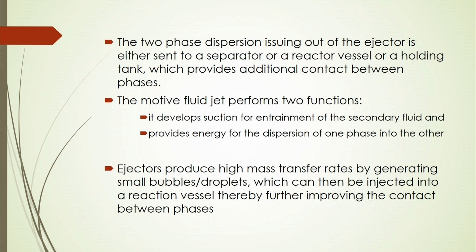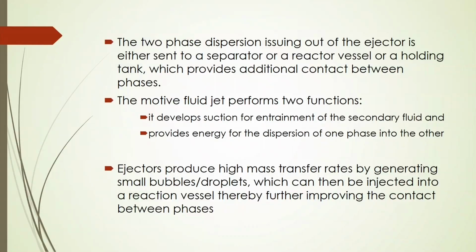And then you will also see that the two-phase dispersion issuing out of the ejector is either sent to the separator, or a reactor vessel, or a holding tank, which provides additional contact between the phases. So, that is why the processes based on the ejector system are more important or more advantageous.